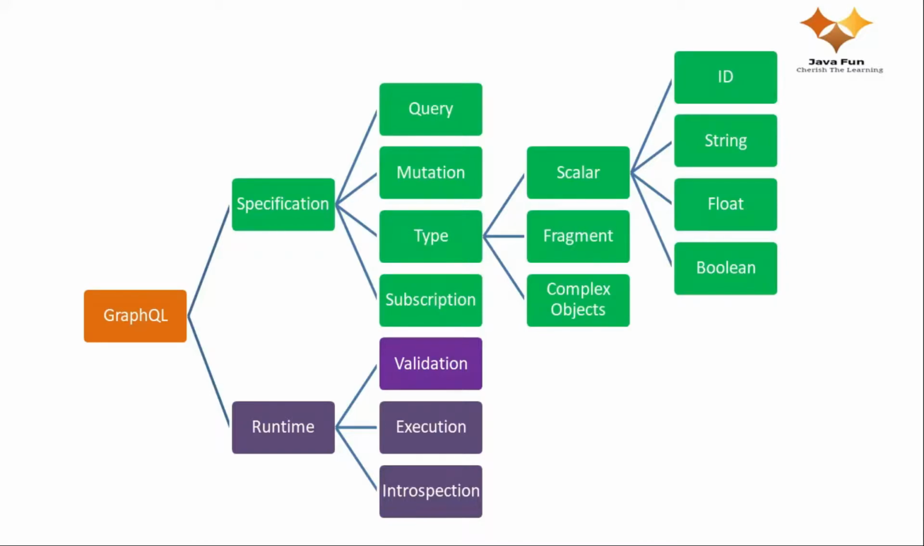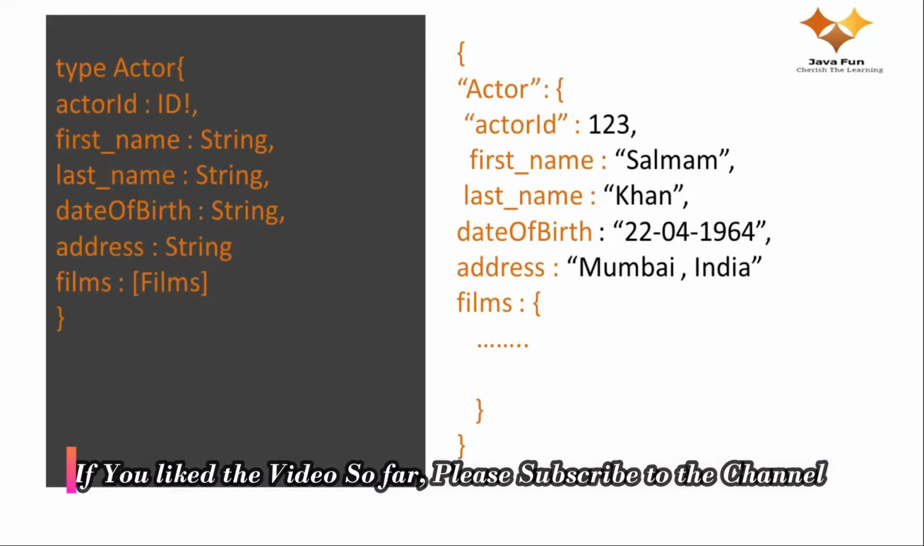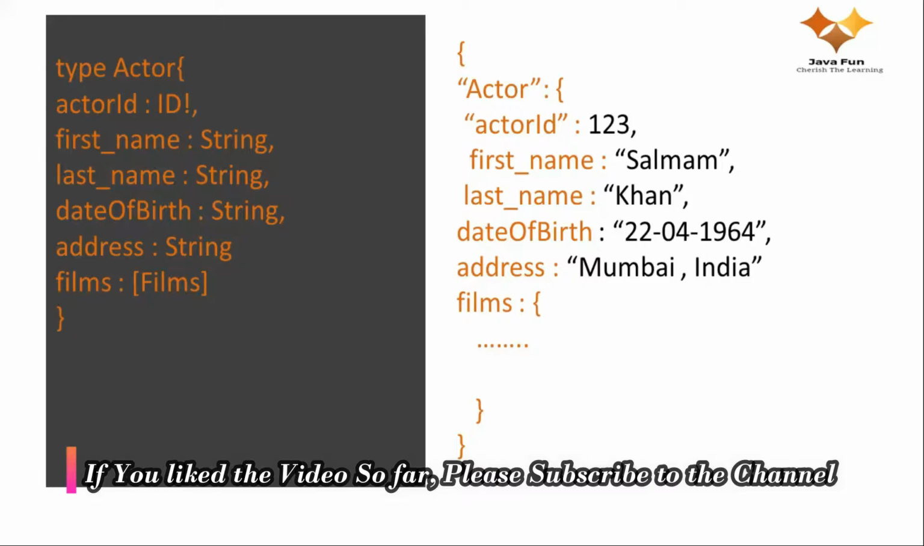So basically, this is an example of your type, or you can think of it as a POJO, that you need to return as part of your GraphQL endpoint. What I've done here is I've created a type called actor, and the actor works in films. The actor has an actor ID, first name, last name, date of birth, and address as its scalar data types. The actor ID is the primary key for your resource.